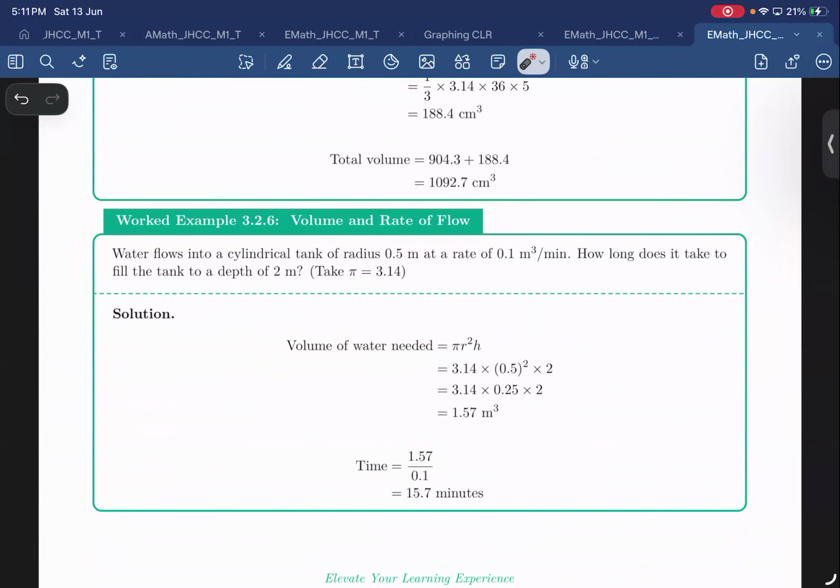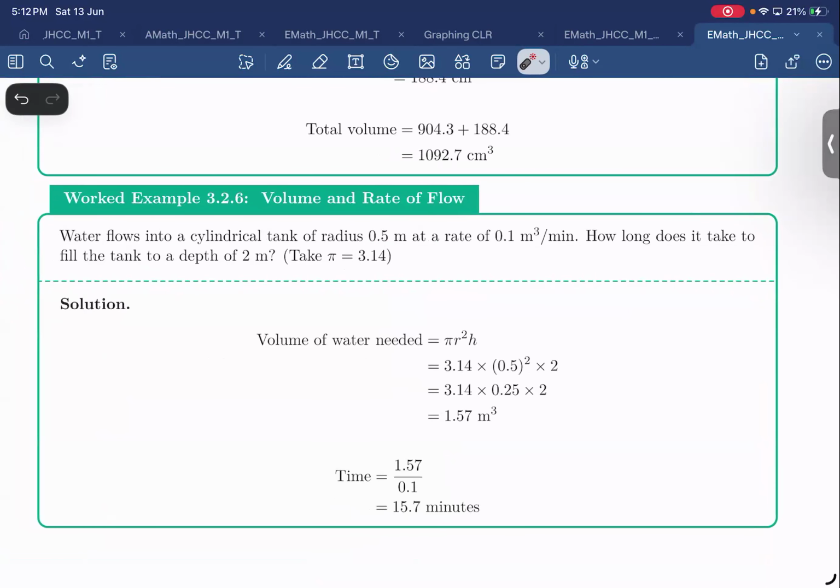Okay. Then this other one. Okay, we must calculate the volume. So the cylindrical tank has radius 0.5 meters, and the height is unknown. No, sorry, the height is 2 meters.